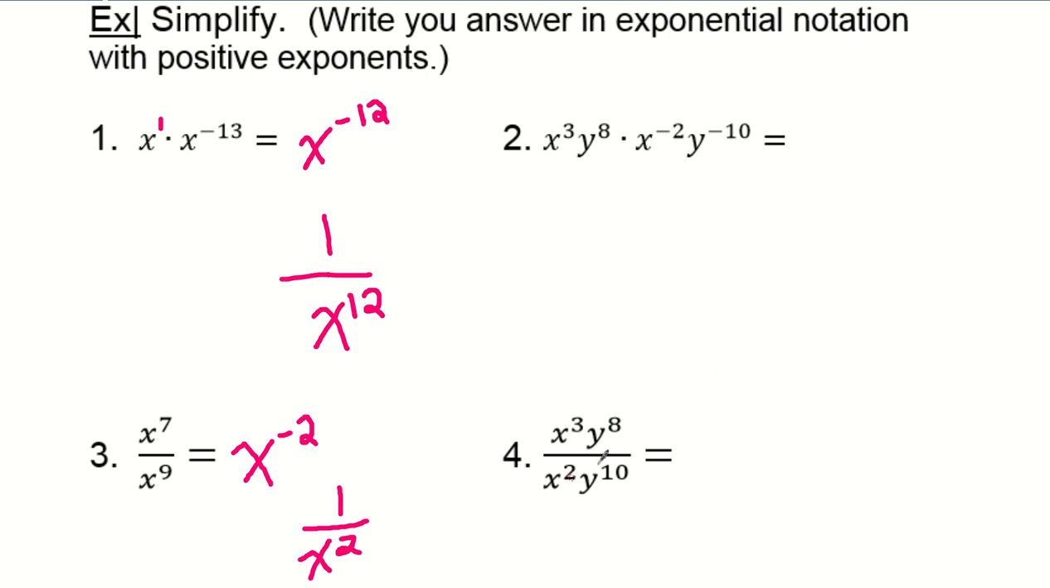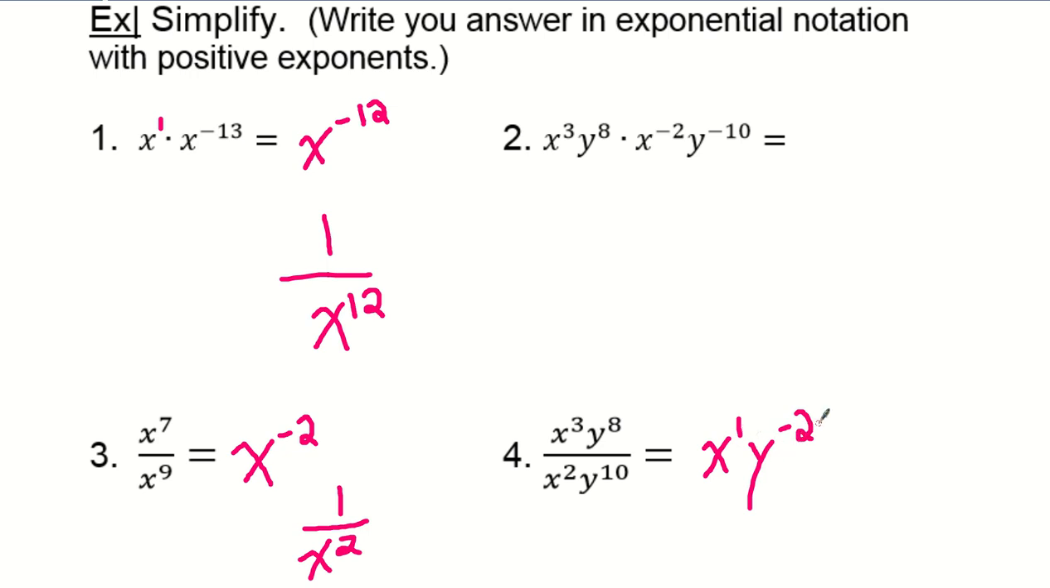Here, something noteworthy happens. With the x's, you have x to the third divided by x to the second, so again we're subtracting powers. And then the y, same thing, 8 minus 10, that's where you get a negative 2. Something worth noting is that the x has a positive 1 power, whereas the y has a negative power.